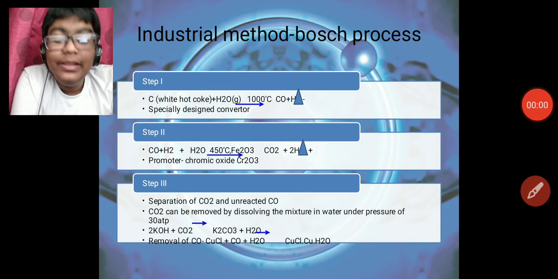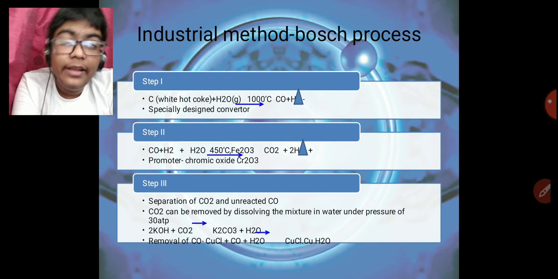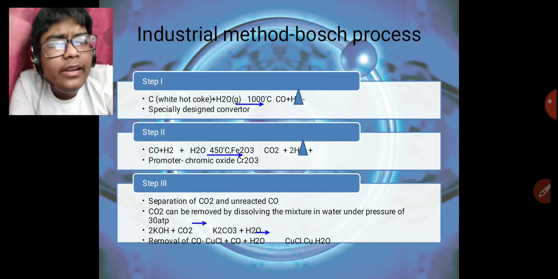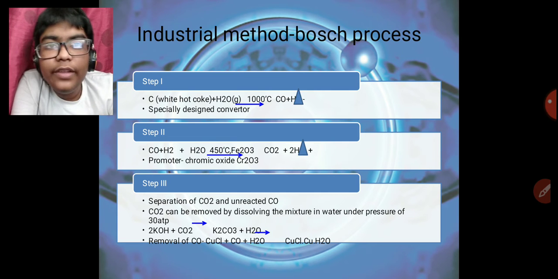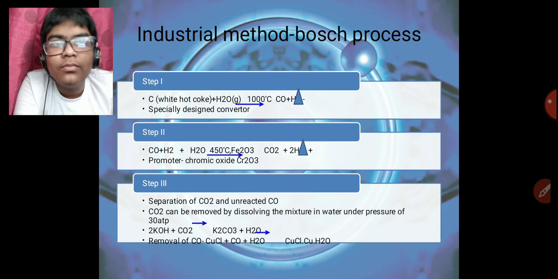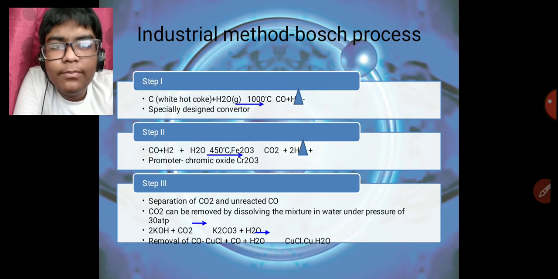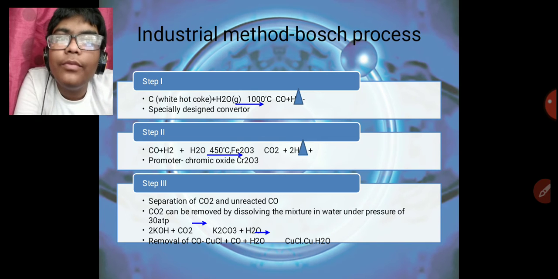Hello everyone. In the last module we learned about the laboratory method of preparing hydrogen. Let's learn the industrial methods. Now in industries, when you need large quantities of hydrogen gas, you can't use those simple methods. It will become very complicated and time consuming. We don't want that. Therefore, we have industrial methods.